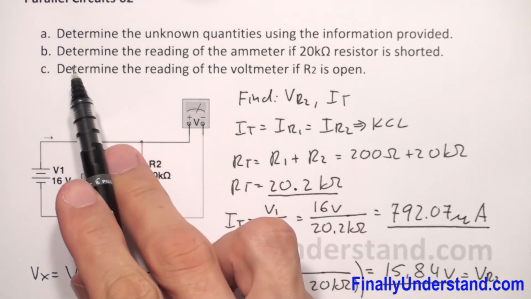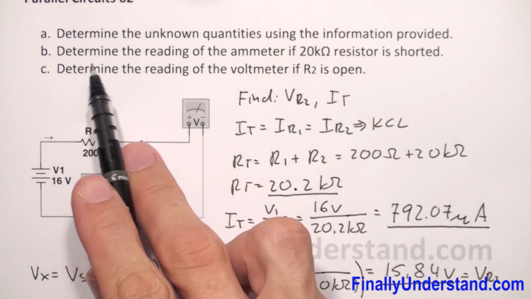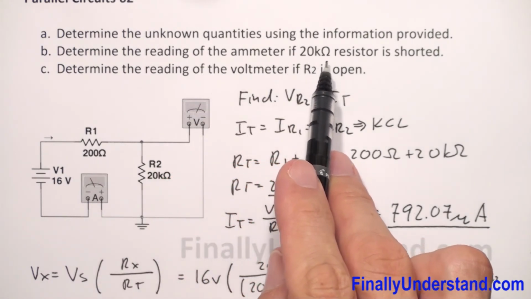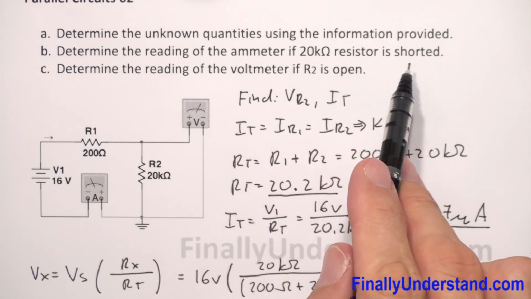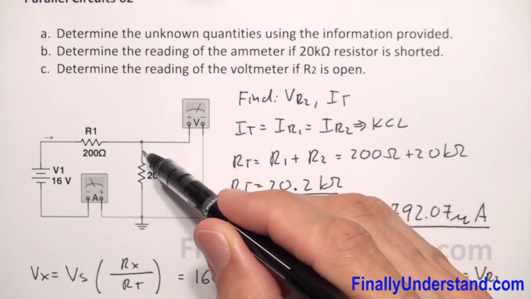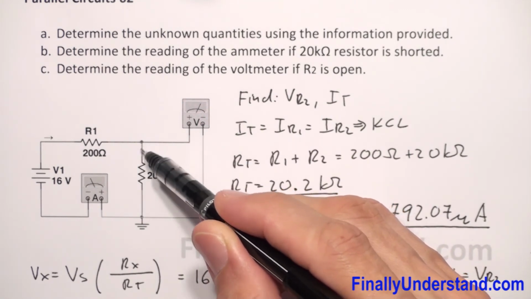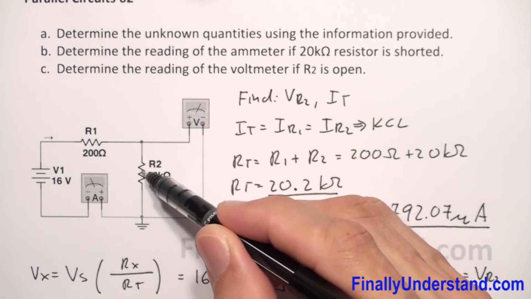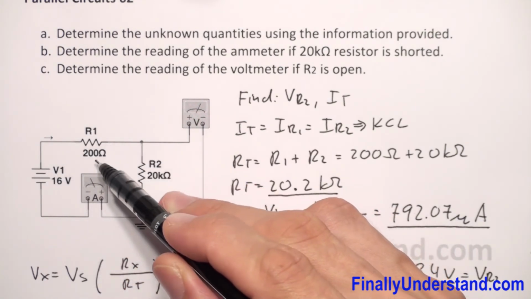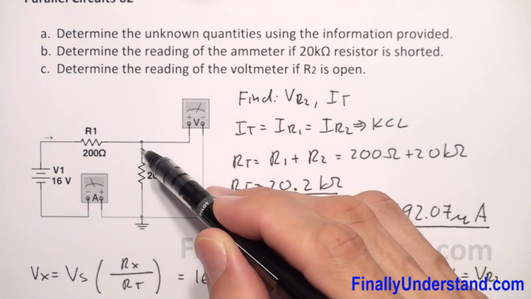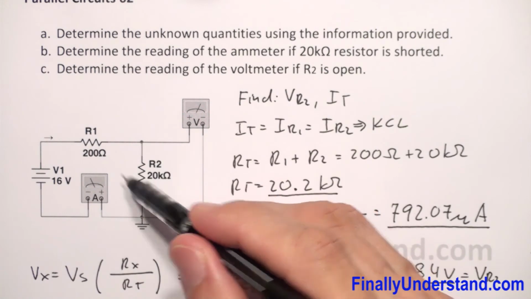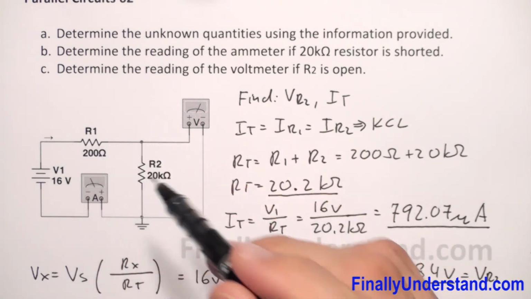Now we're supposed to go to part B. Determine the reading of the ammeter if the 20 kilo ohm resistor is shorted. Okay, if resistor R2, 20 kilo ohms, is shorted, this is like a piece of wire, just a conductor. So resistance is theoretically 0. So the total resistance of my circuit is going to be simply 200 ohms.